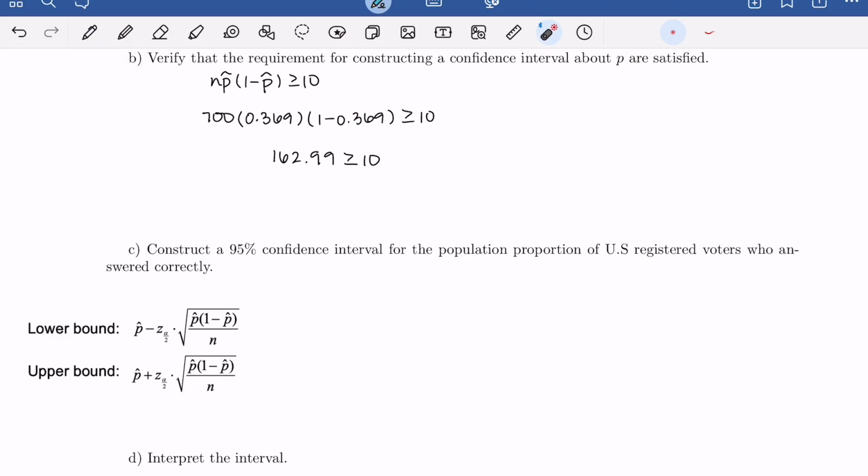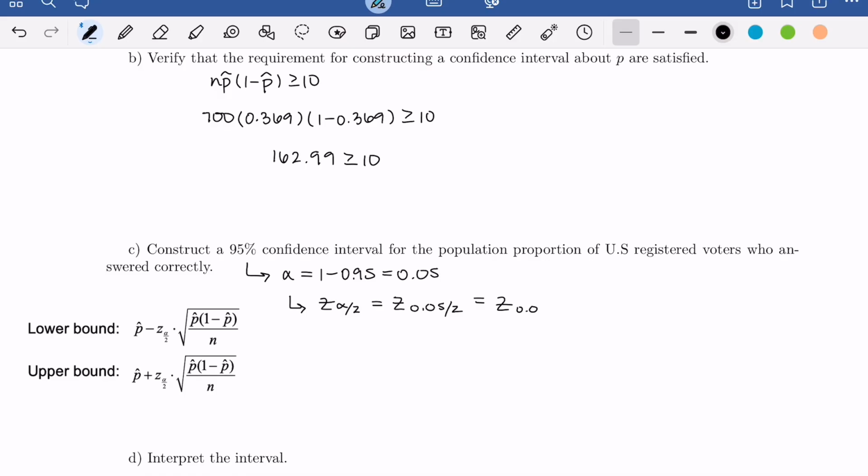So the only thing we really need to find is this z sub alpha over 2. Now, we want a 95% confidence interval. So this means alpha is going to be equal to 1 minus 0.95, which is going to give us 0.05. So alpha over 2 is 0.05 divided by 2, which gives us 0.025.